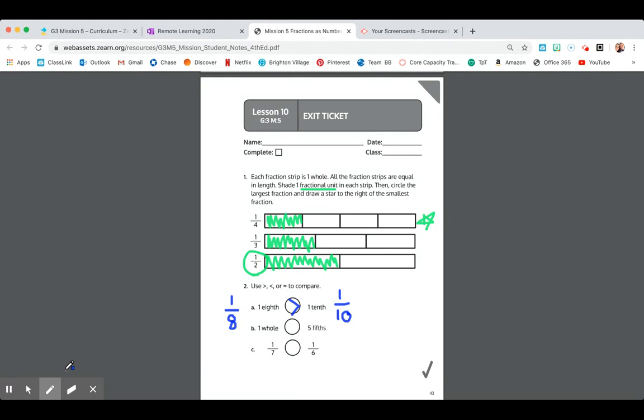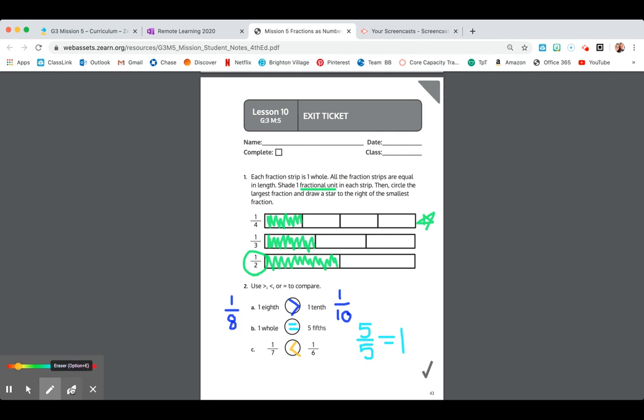1 whole compared to 5/5. Tricky, tricky. 1 whole tells me that I have one whole object all together already. But 5/5 written in fraction form is 5 equal pieces over the 5 equal pieces needed to make 1 whole. So this fraction comparison is actually telling me that 1 whole equals 5/5. And C, 1/7 compared to 1/6. Thinking about our trick, the bigger the denominator, the smaller the piece, I know that 1/7 is less than 1/6.